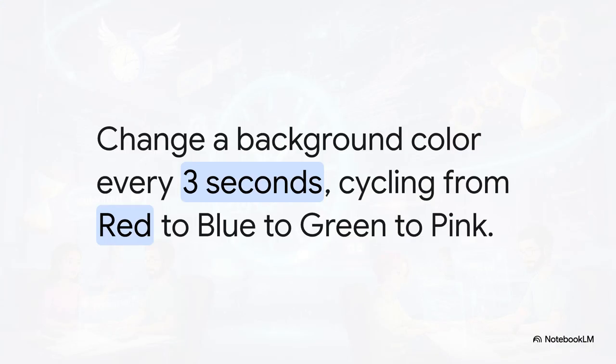You're going to use this method whenever you need indefinite repetition. Think of something like a live data ticker. To really visualize this, let's say we write a script that targets a plain white square, and we want it to change its background color every 3 seconds. We want it cycling from red to blue to green to pink.